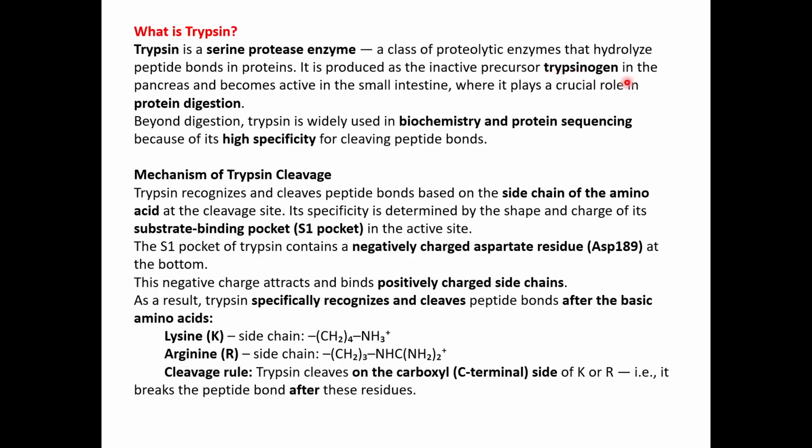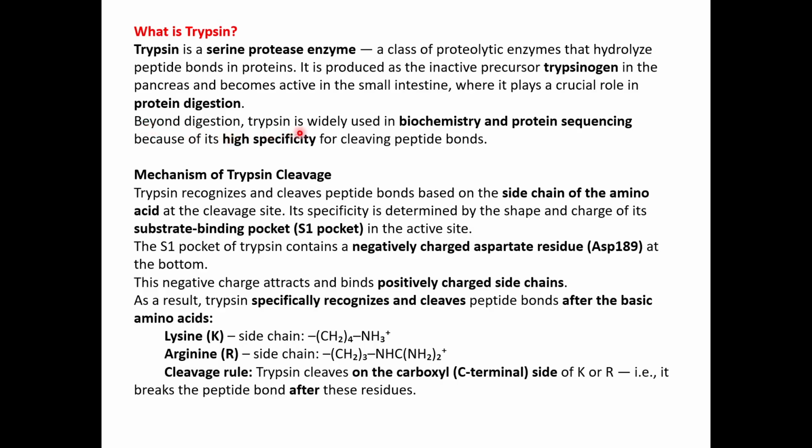In the same way, trypsin also is produced by the pancreatic cells in its inactive form, that is trypsinogen, and then it gets activated in the small intestine where it becomes trypsin, and now the trypsin is active and it starts proteolytic degradation or digestion.